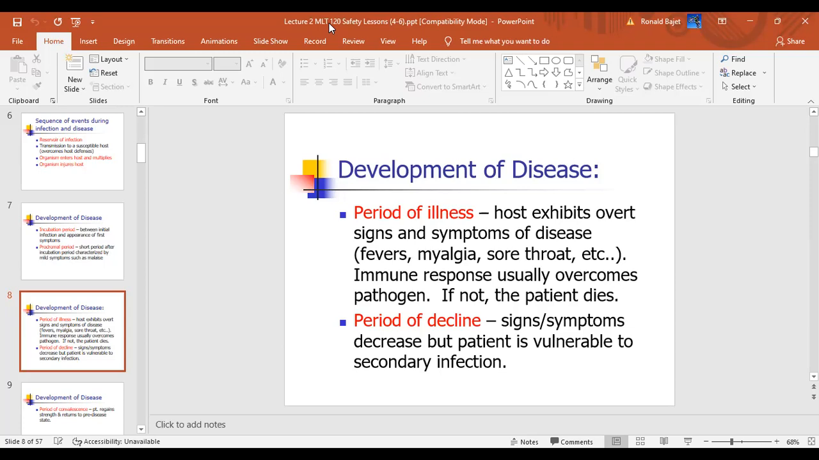Okay. And then after that, once your body overcomes the infection, there's a period of decline. Signs and symptoms will decrease, but the patient is vulnerable to secondary infection. So you're not totally protected, because there may be some organisms. You're just at a point where your body's ability to protect against infection is greater than the ability of an organism to cause infection. Okay, you see the balance is tipped now more in favor of protecting the host.